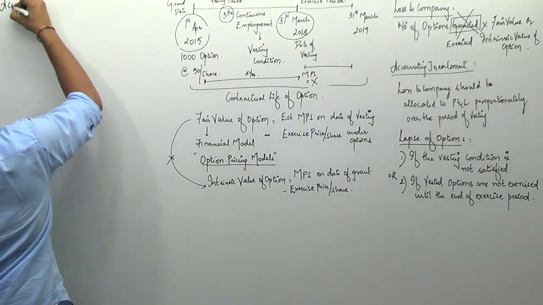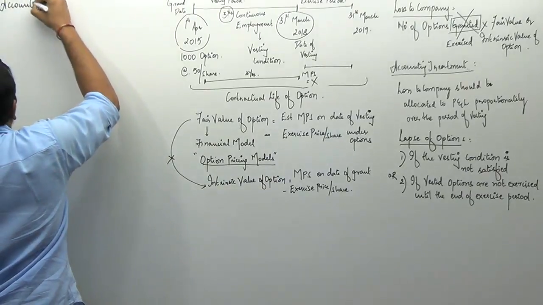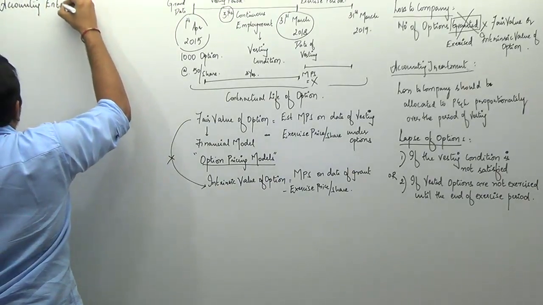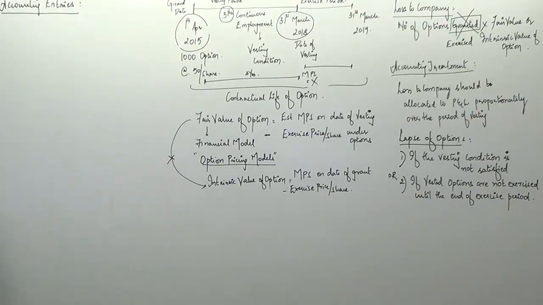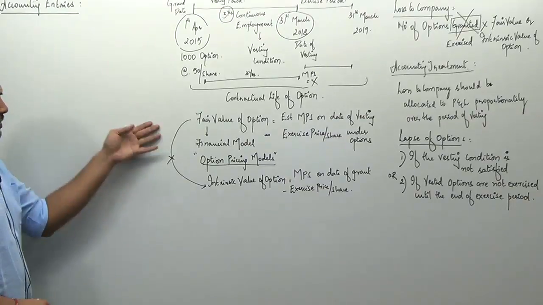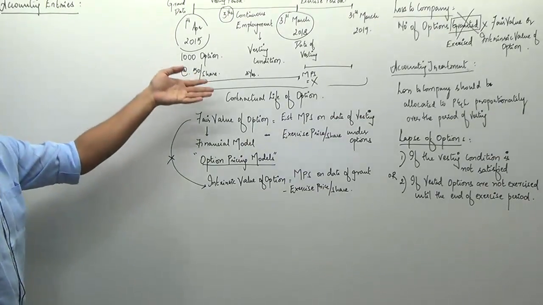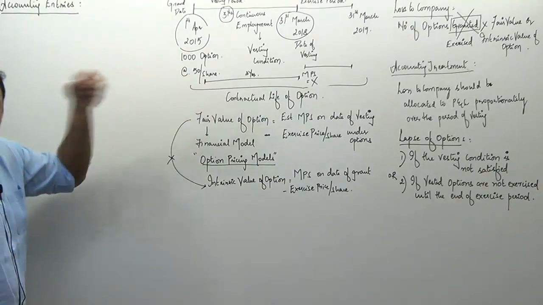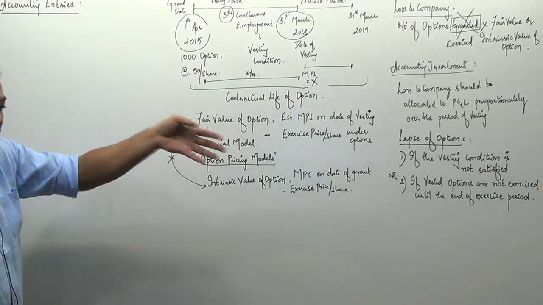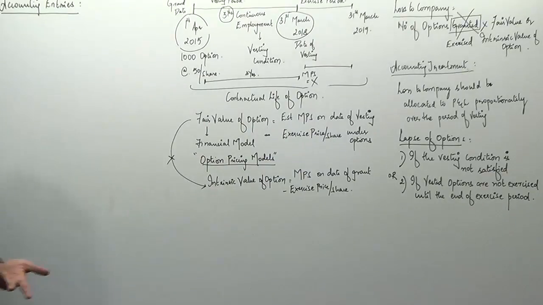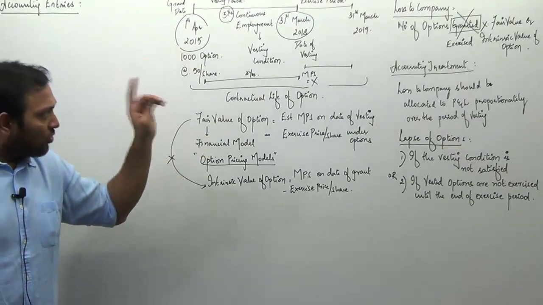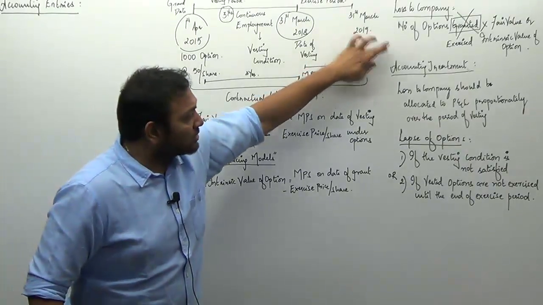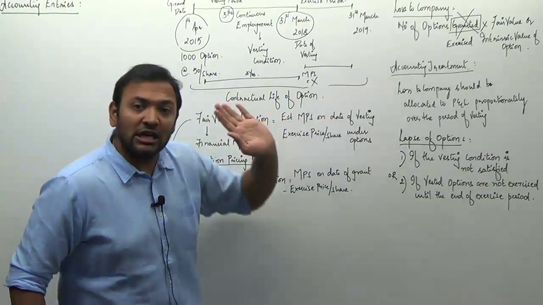Let's see the accounting entries then. Simple accounting entries, guys. Date of grant. Date of grant is not even a transaction, guys. Your company is allotting the options, but the company is not receiving anything in return. So I cannot say that there is a transaction here. Transaction should involve a give and take. Not possible. What can I record? I am recording a loss to the company. When am I recording? Proportionately over the period of vesting.